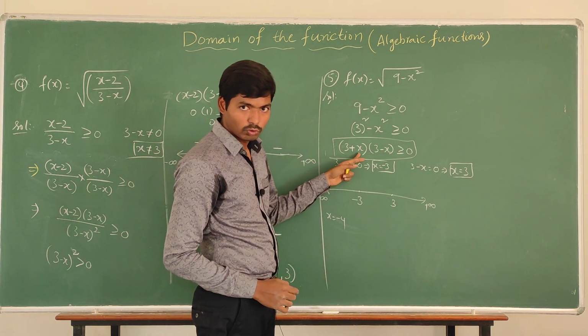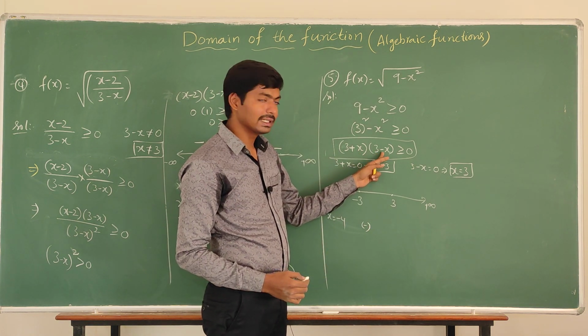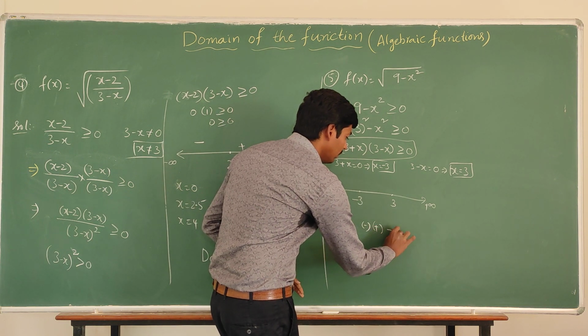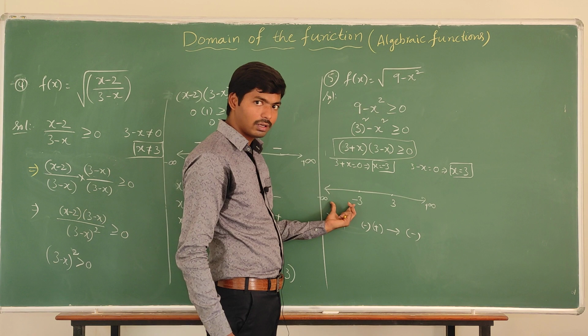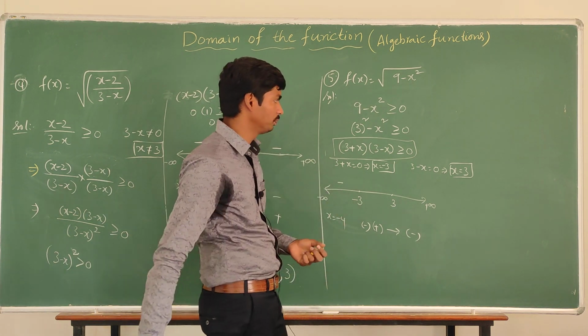So 3 minus 4 minus 1 is a negative number, and 3 minus of minus 4, 3 plus 4, is 7, positive. So the product will be negative for all the values of x in this interval.